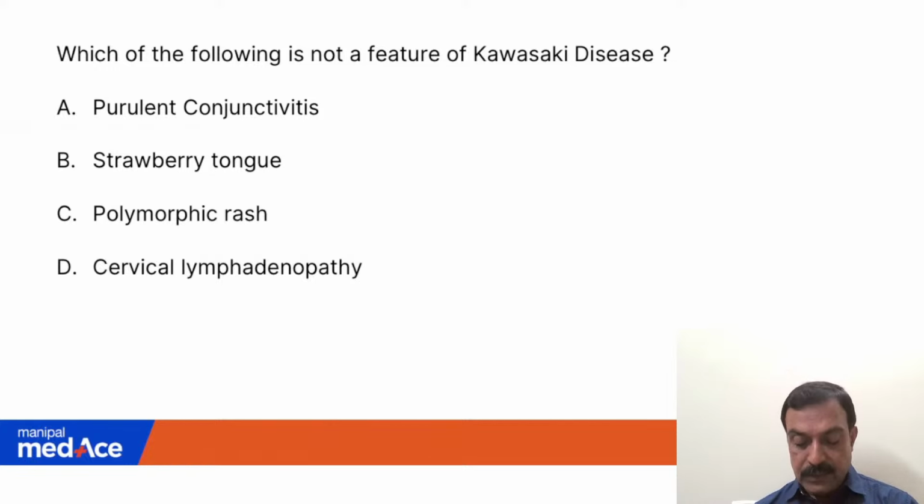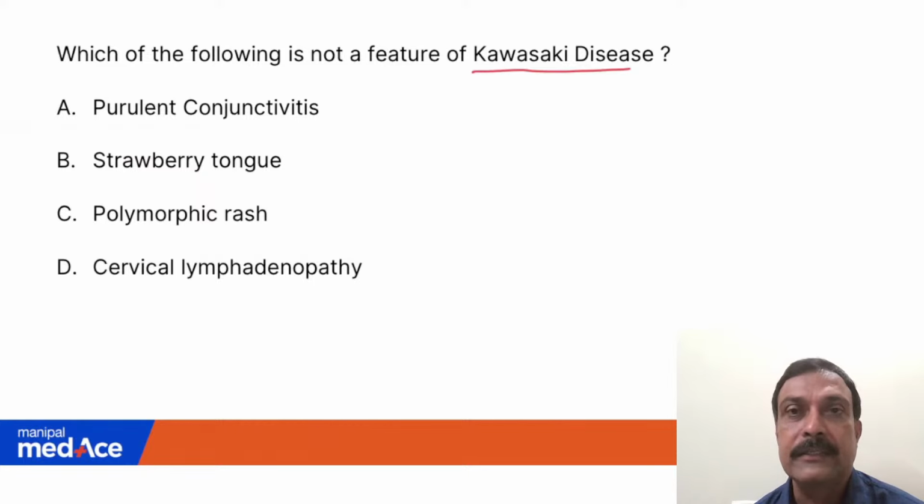The next question is, which of the following is not a feature of Kawasaki disease? In fact, Kawasaki disease is presently the most common acquired heart disease in the pediatric age group. Earlier it was rheumatic heart disease, but its incidence has significantly reduced over the last decade. But now we keep seeing Kawasaki disease.